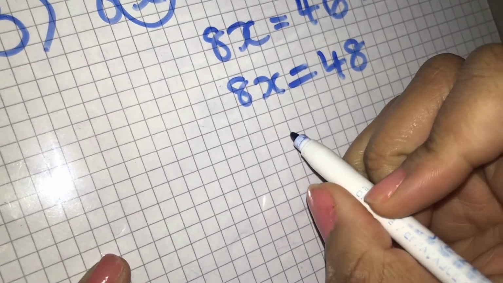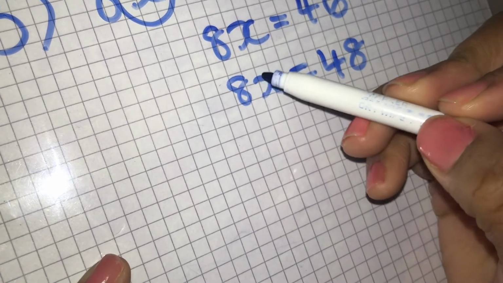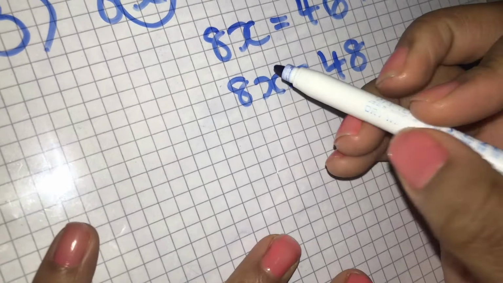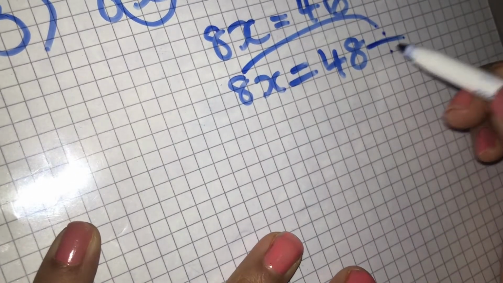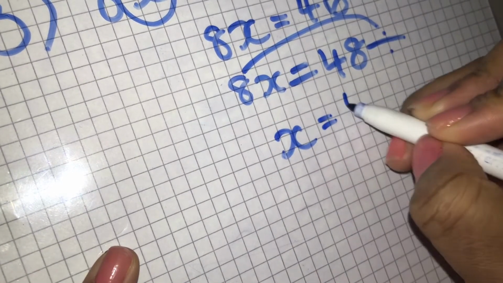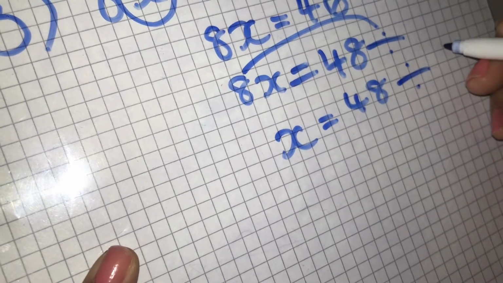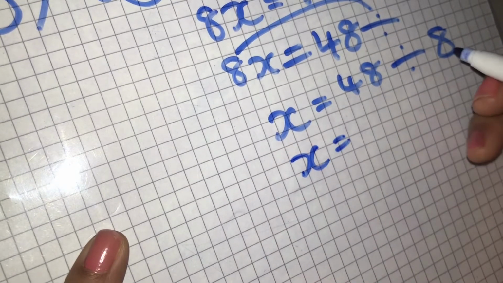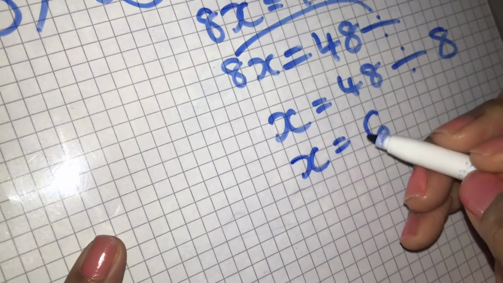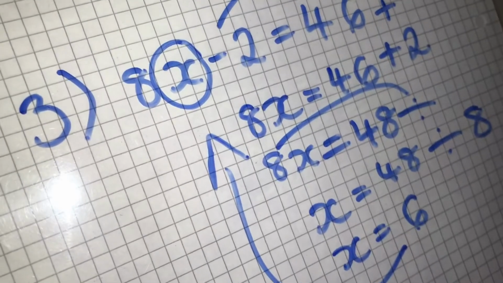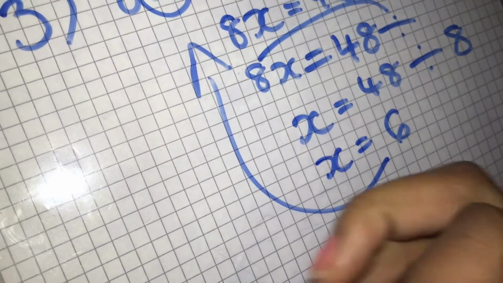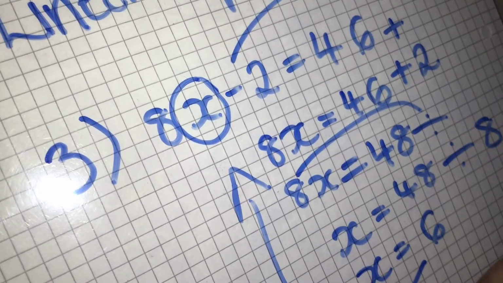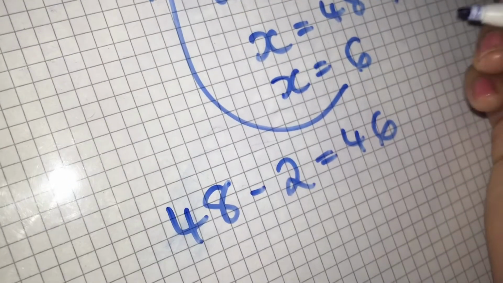To get the x on its own, obviously we said before 8 times x is what this means. So the opposite of times is dividing. So it's going to become a divide. x equals 48 divided by 8. So then x equals 48 divided by 8, which is 6. Let's substitute this back into here to see if we're correct. So 8 times 6 is 48. Minus 2 equals 46. Is that correct? Yes, it is correct. Well done.